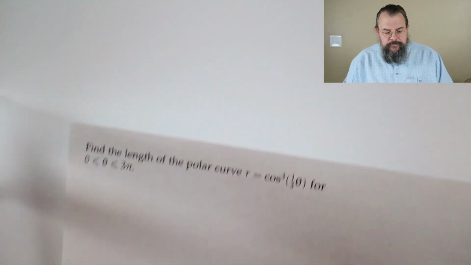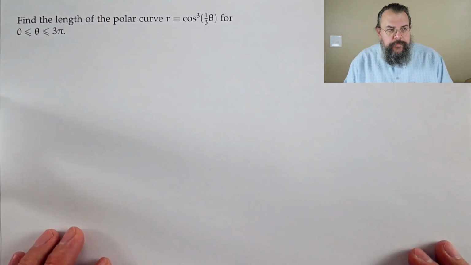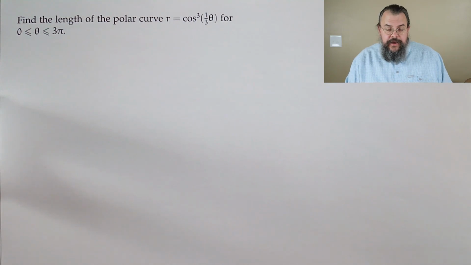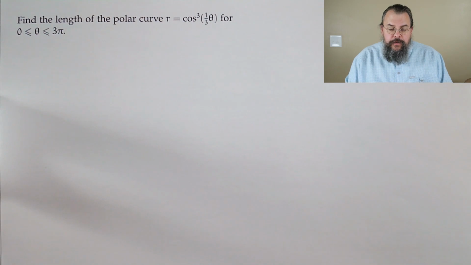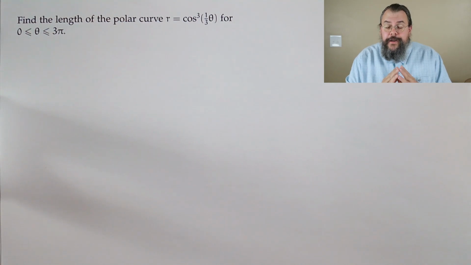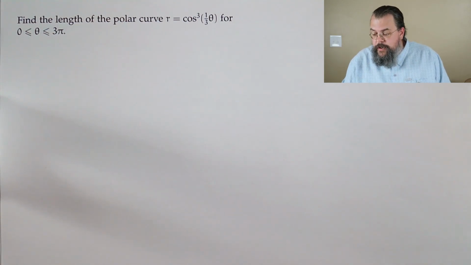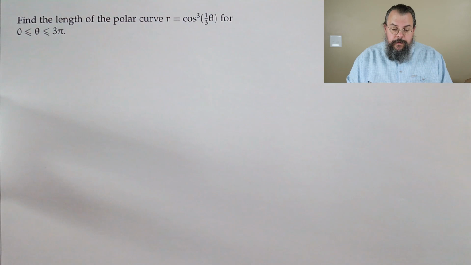All right, well, let's keep going. So we'll do another problem. Find the length of the polar curve r equals cosine cubed of 1/3 theta, where theta goes 0 to 3 pi. What? What a curious curve. What could it look like? Well, we don't need to know. We just start working the problem.